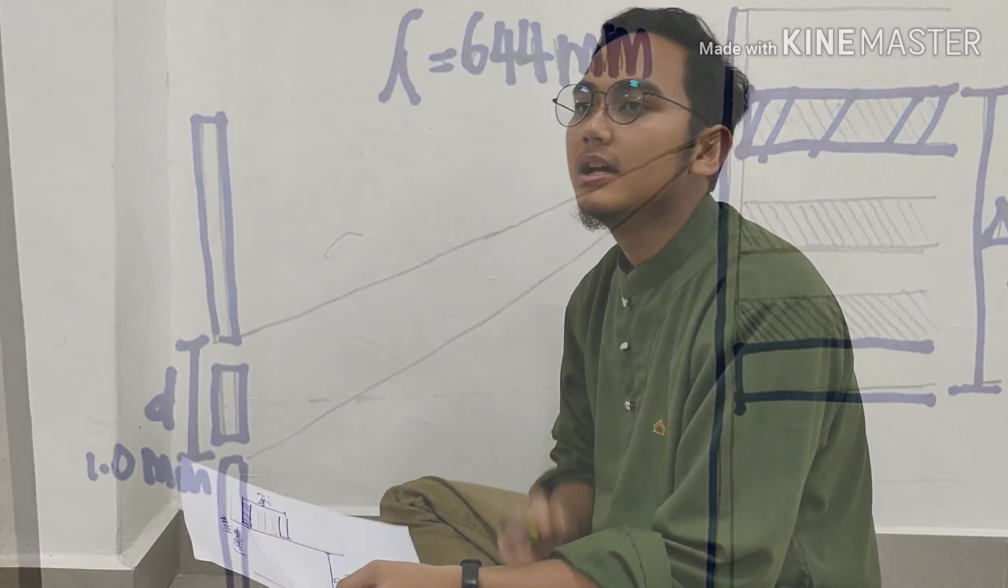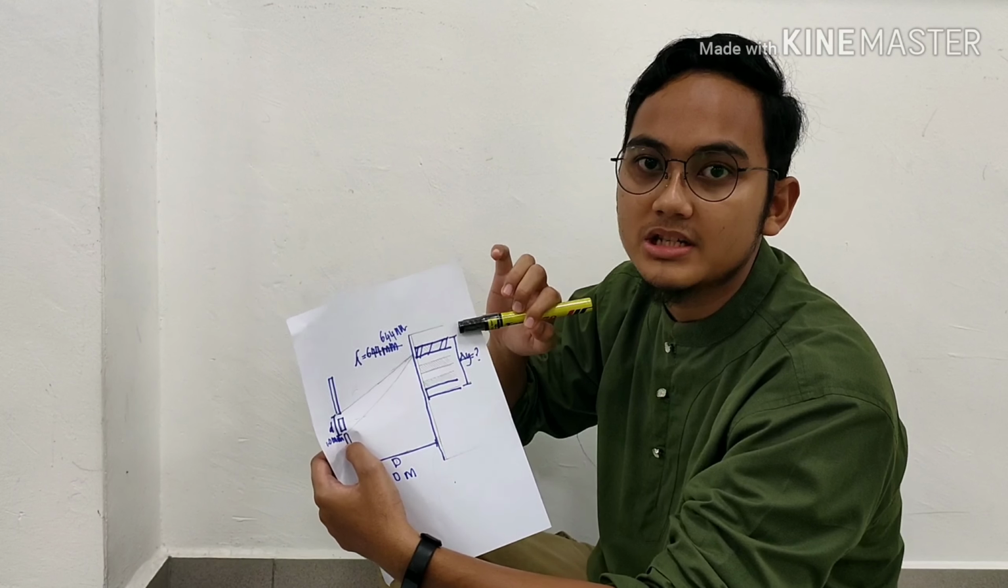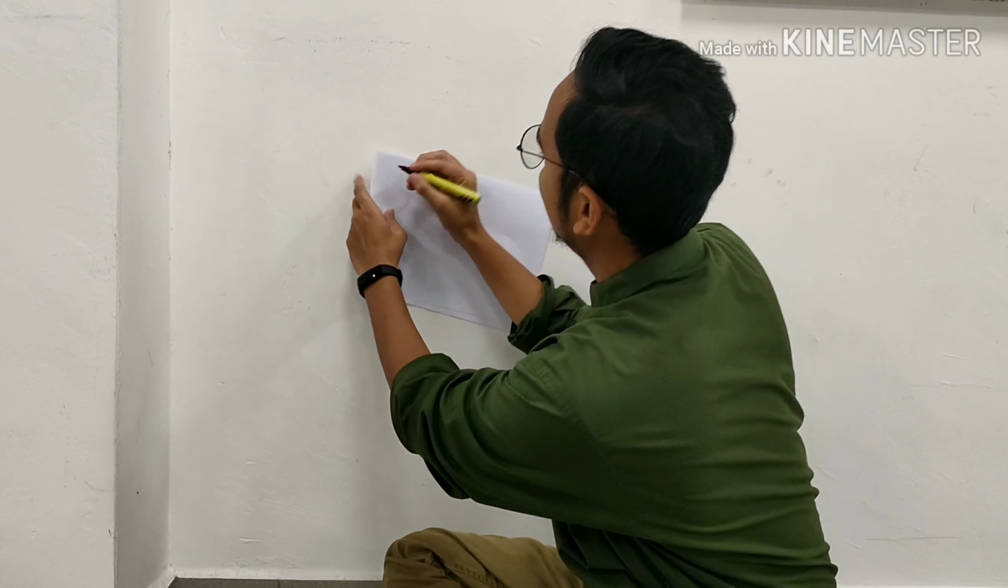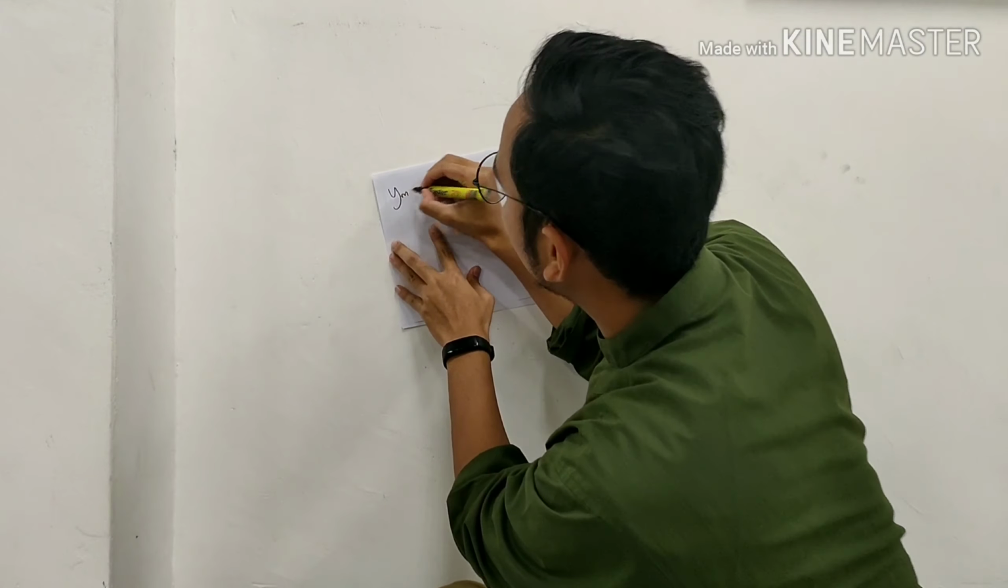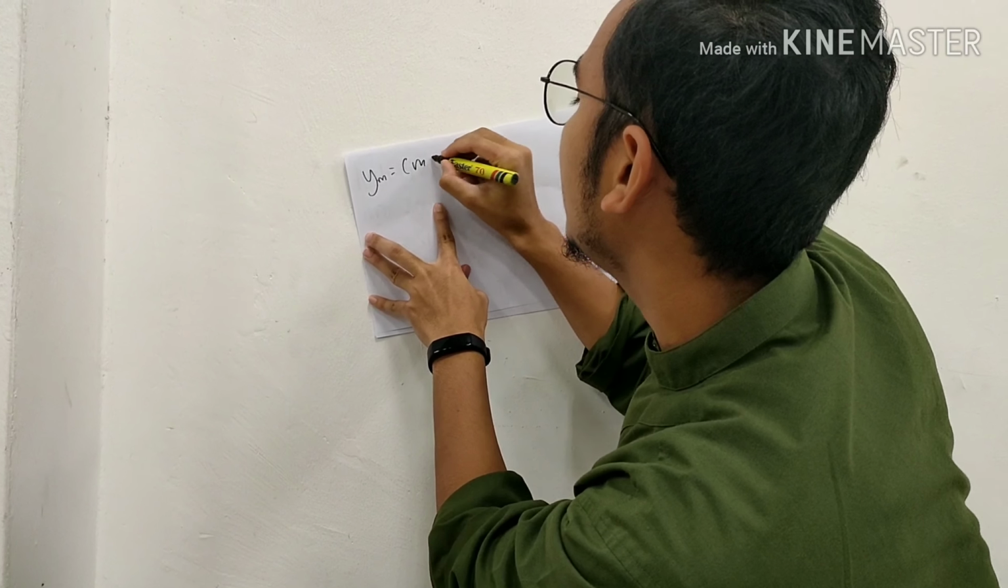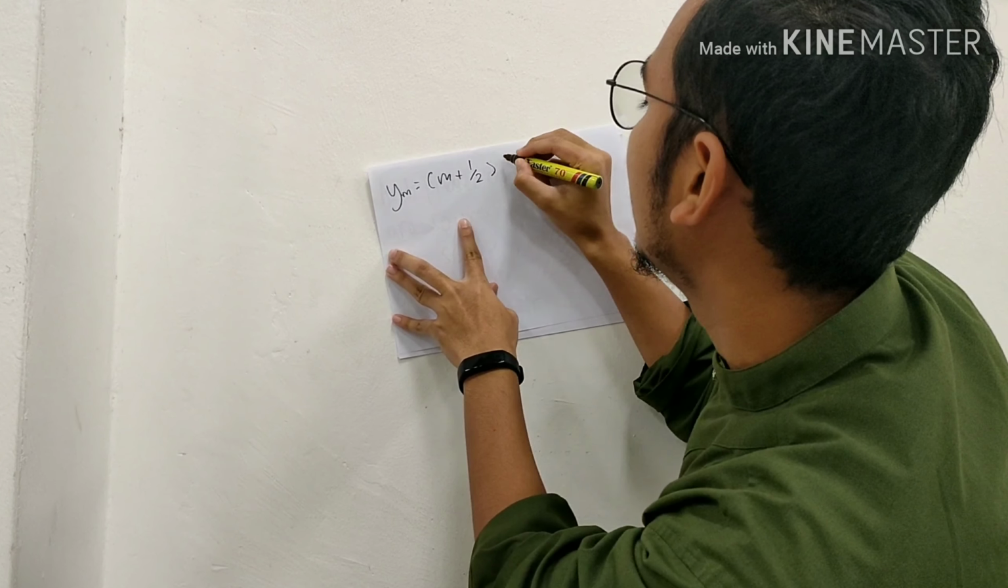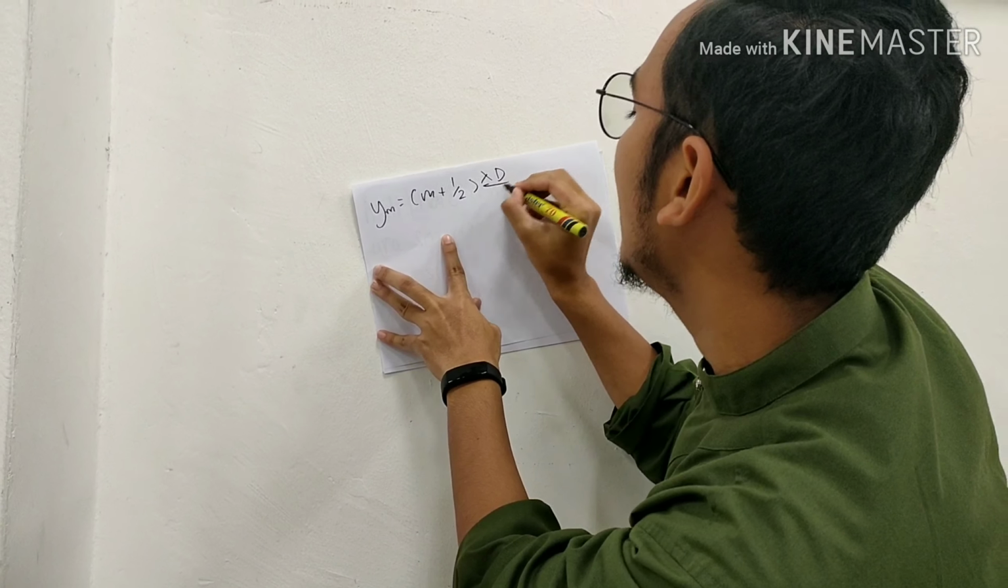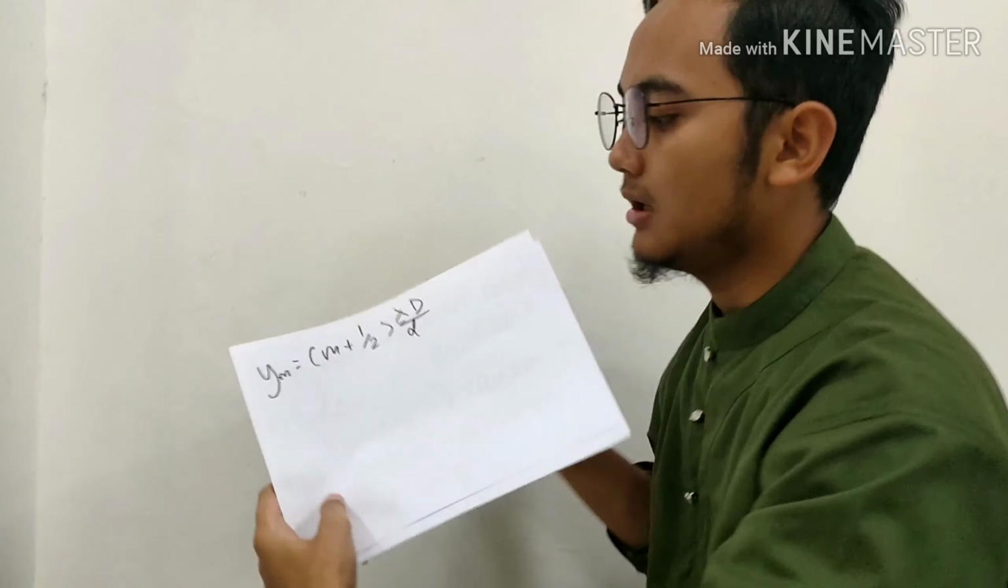nanometer. The question asks us to find the distance between the central bright fringe and the third order dark fringe. As we refer back to page 34 of the textbook, we will know that the equation for finding the distance between the central bright fringe and the third dark fringe is y_n equals (n plus half) lambda D over d. Okay, as we get the equation, we have to substitute the values.